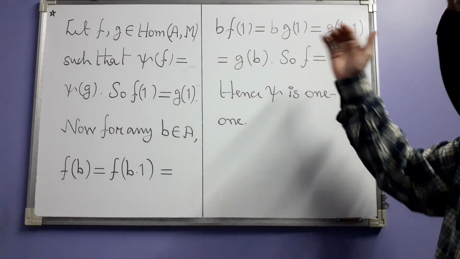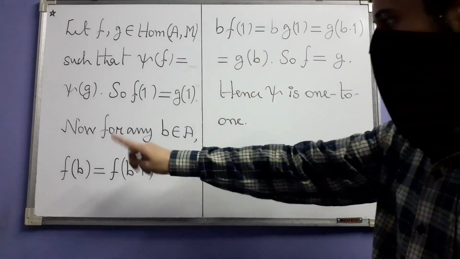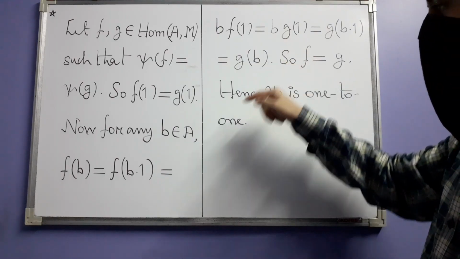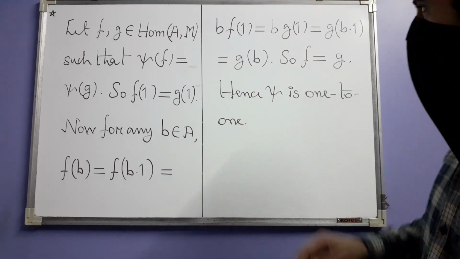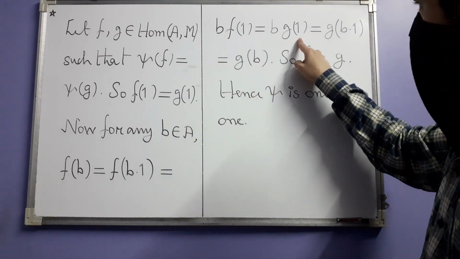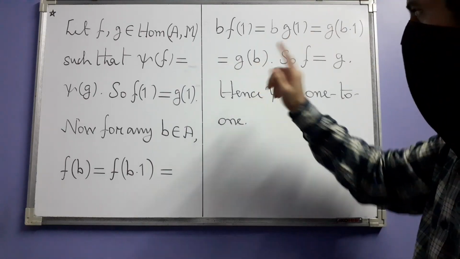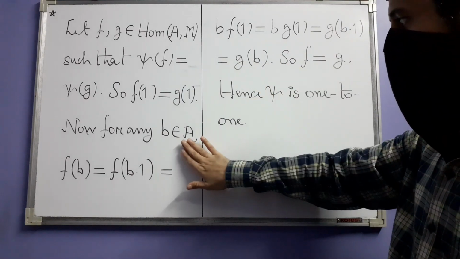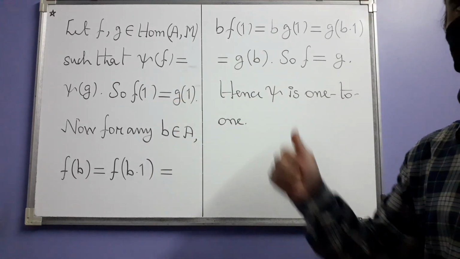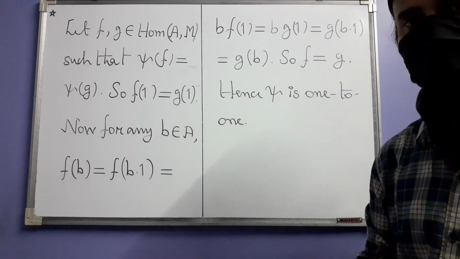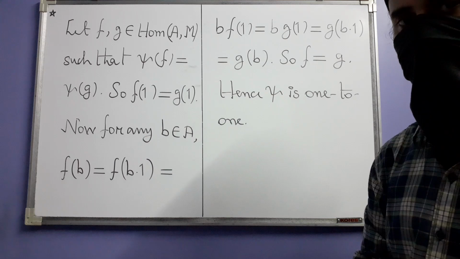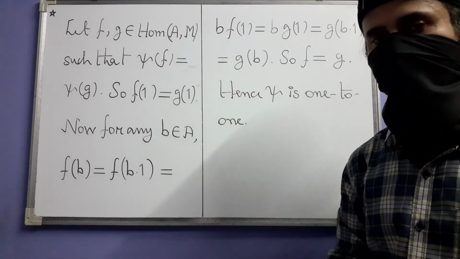But f of 1 is equal to g of 1. And then you run these steps backwards with g. b times g of 1, because just like f, g is also linear. So g respects module multiplication as well. So b times g of 1 is g of b times 1, which is equal to g of b. So you see that on the domain A, at every point b, f and g agree. So they are equal as functions. And that is why psi is one-to-one. So that means we are now left to only show that psi is onto.